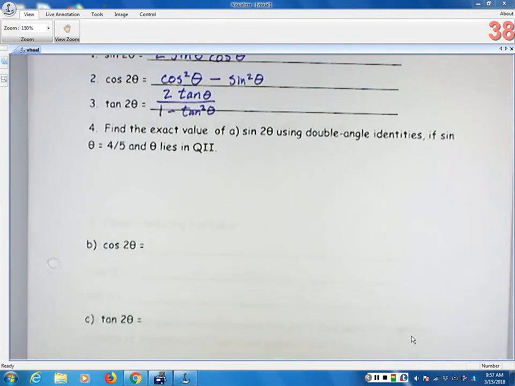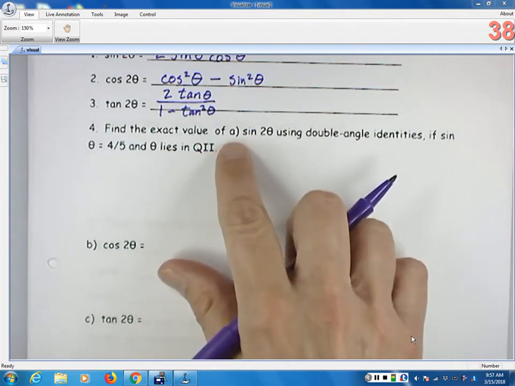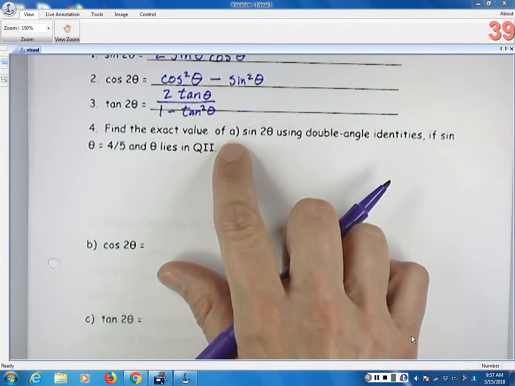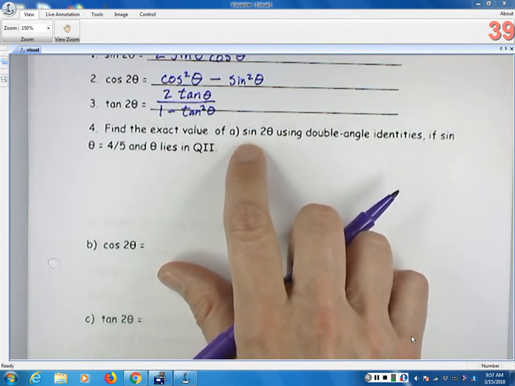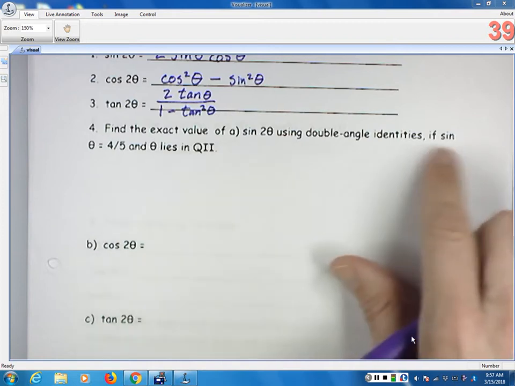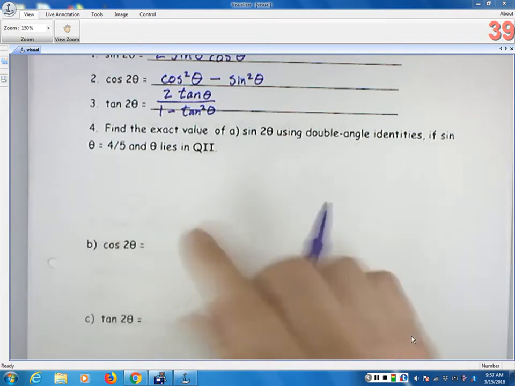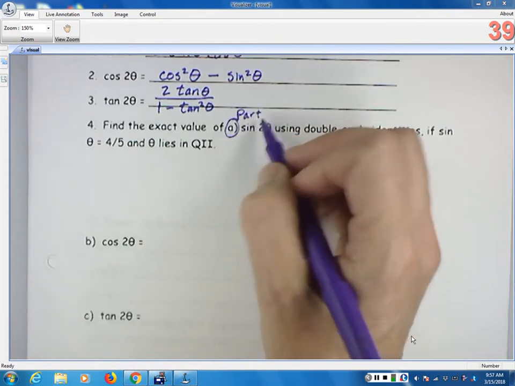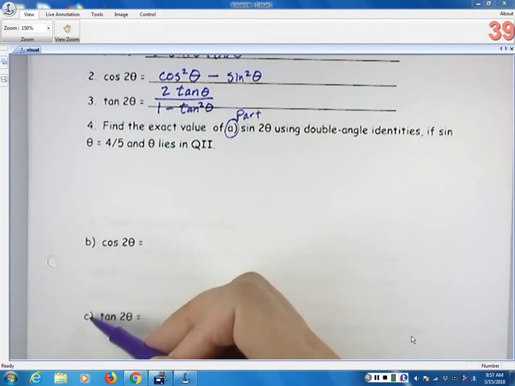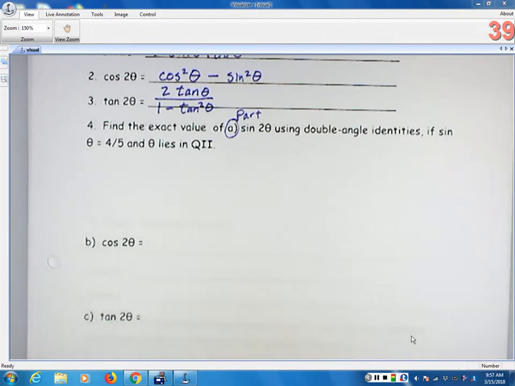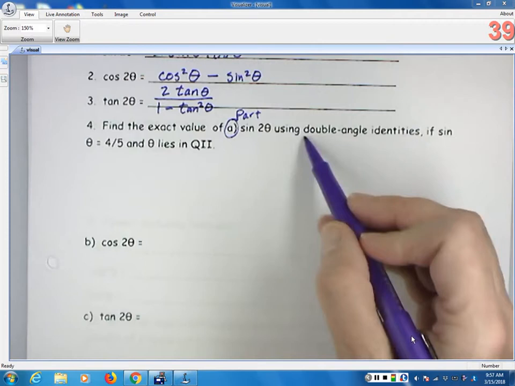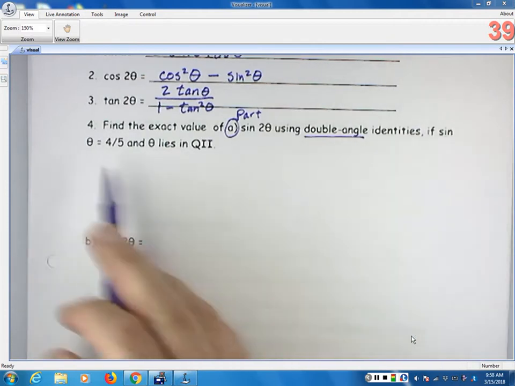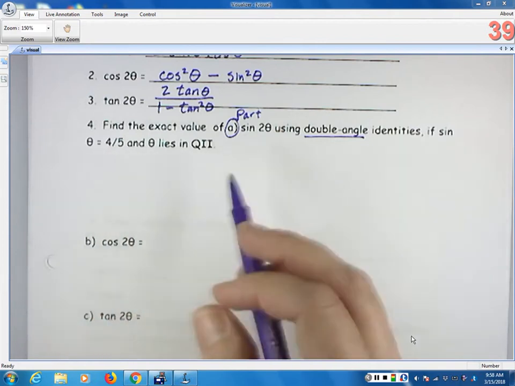So you're going to find the exact value of sine 2 theta using the double angle identity. Okay, so this is part A. That little A in there was confusing me. This is part B. Part C. But we're going to use the double angle identity, so you do have to follow the instructions. If sine of theta is 4/5 and theta lies in quadrant 2.